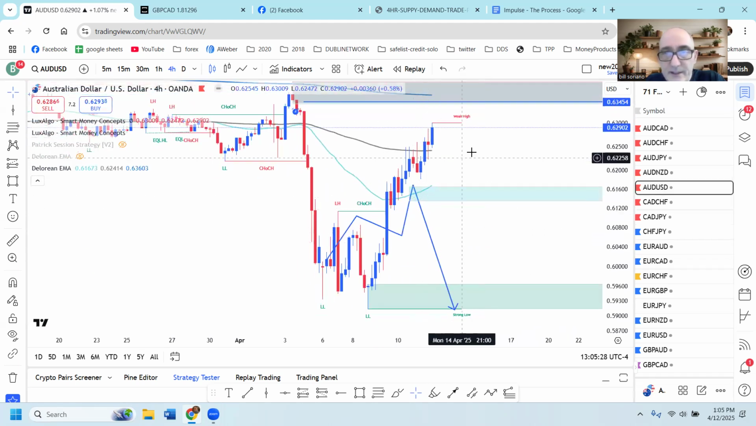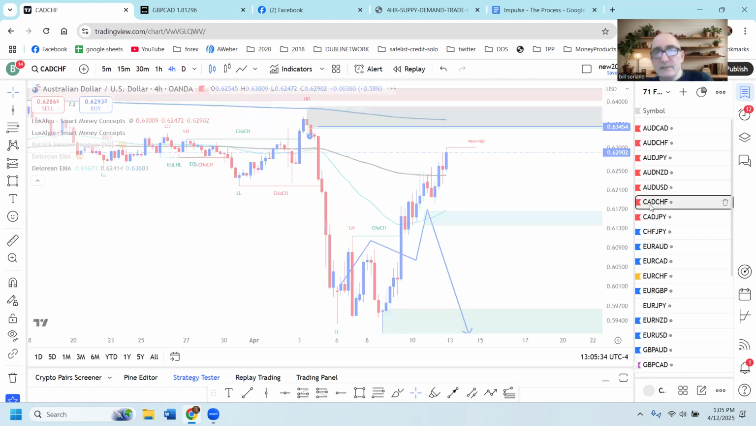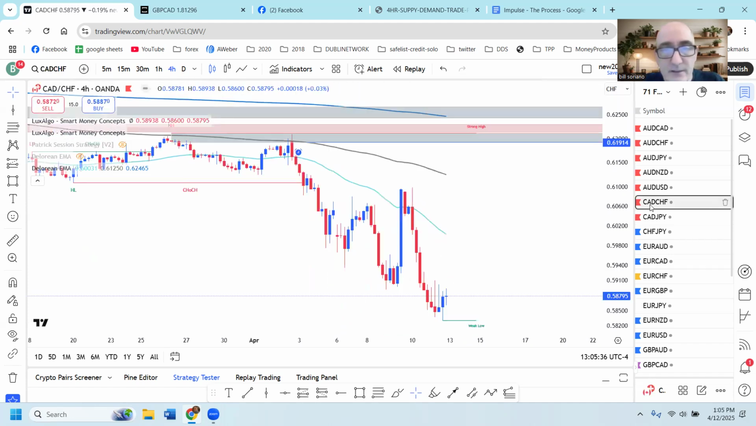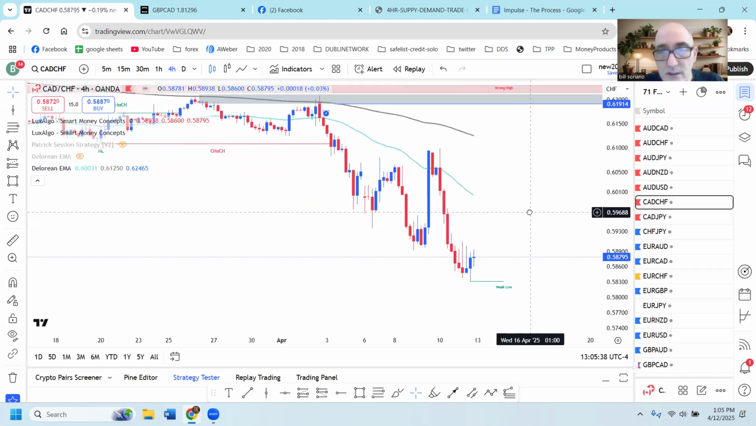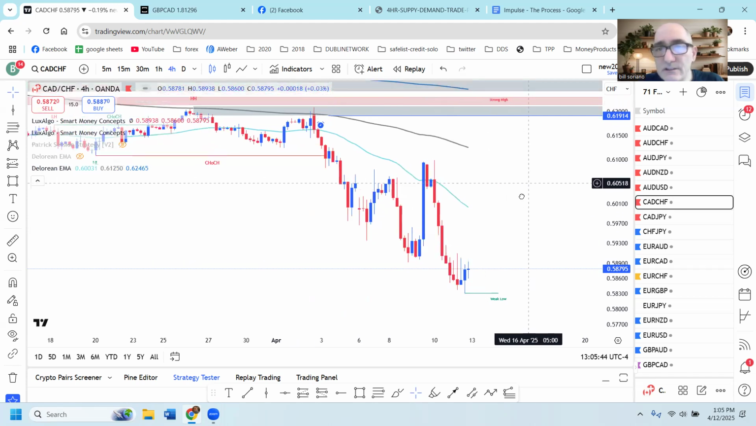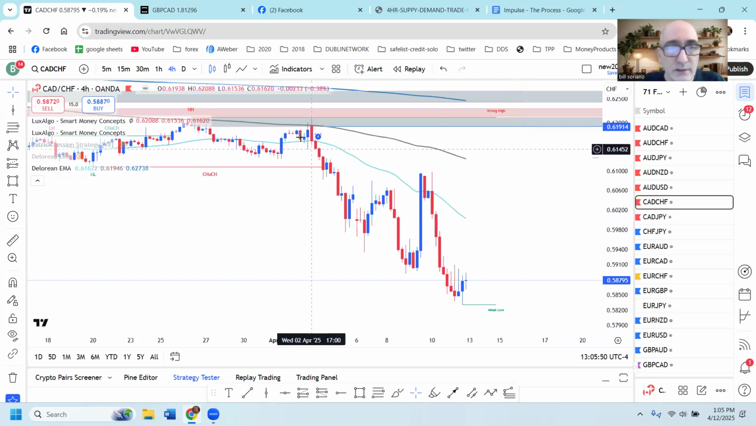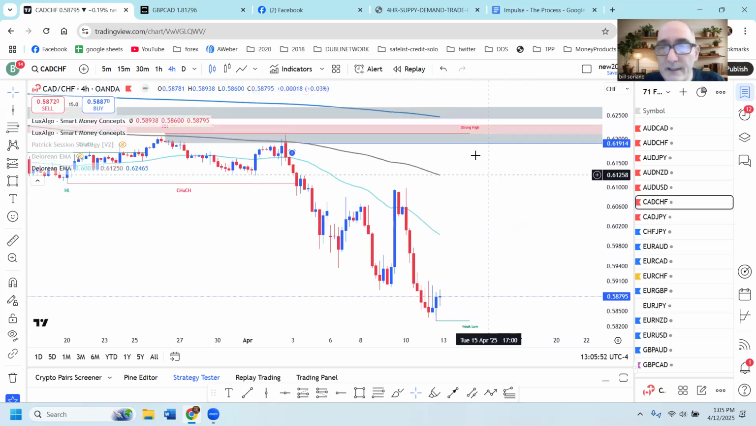Okay, AUD USD. This is just something I was drawing on here, but we're still bearish and we're still waiting for price to come up to this supply zone right here. CAD CHF, same thing. Bearish. We do get a break of structure here to the downside, but the indicator does not give us a new order block zone, so it doesn't give us a new supply zone to trade from, so we're going to stick with the one that it's giving us up here.